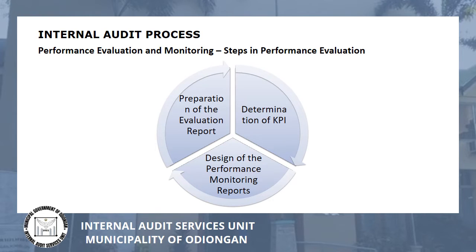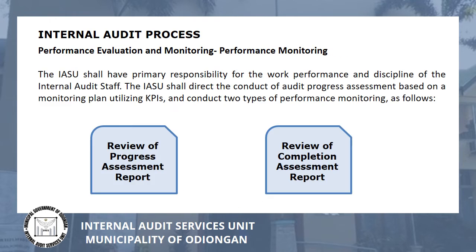In the design of performance monitoring, the IAS should design performance report forms to collect data in between and during each audit engagement and audit support activities. This is aligned with the KPIs. The report form should provide the relevant information regarding the IAS performance outputs on a per engagement basis, summarized on a periodic basis. So, preparation for the evaluation report. It is good for the IAS to prepare an evaluation report on its performance after an audit engagement for the information and advice of the local chief executive.